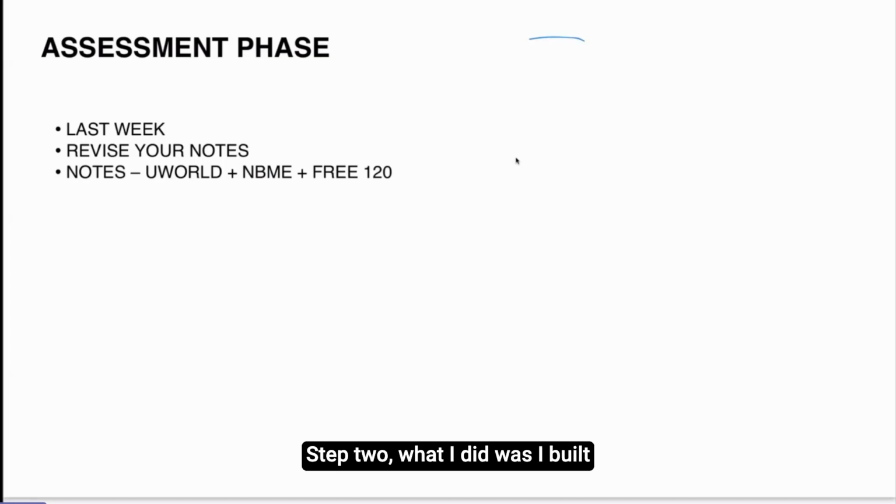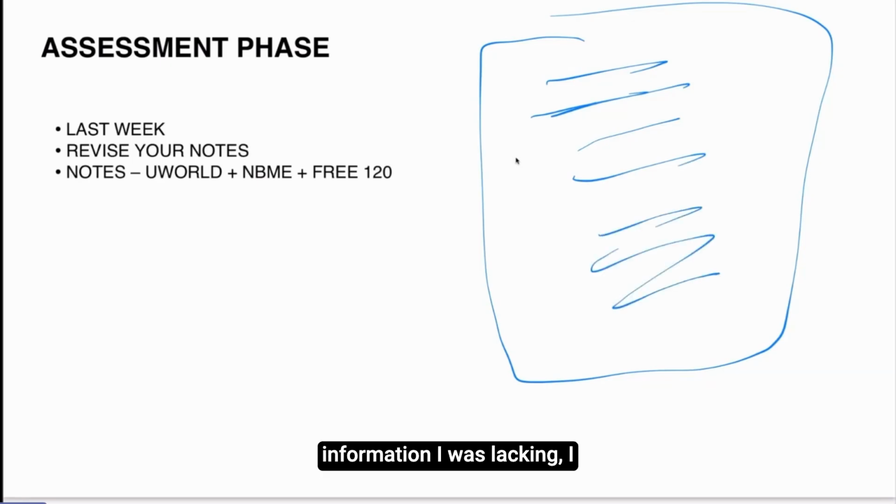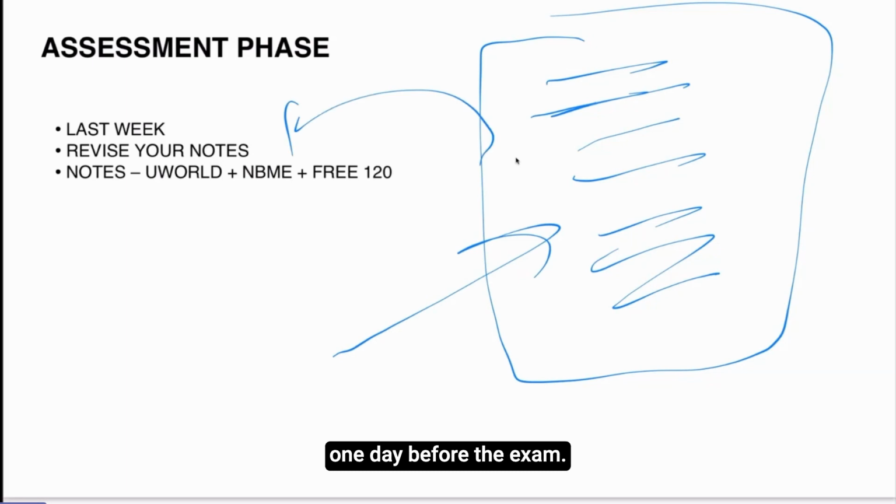For Step 2, what I did was I built my own notes where I looked at UWorld, and whatever information I was lacking, I would add to the notes from UWorld, from the Divine Intervention podcast, from Anki or whatnot. Everything was consolidated in one resource just to be revised one day before the exam.